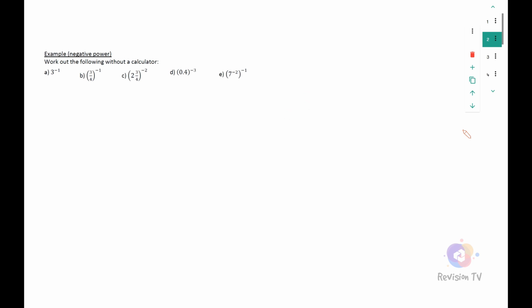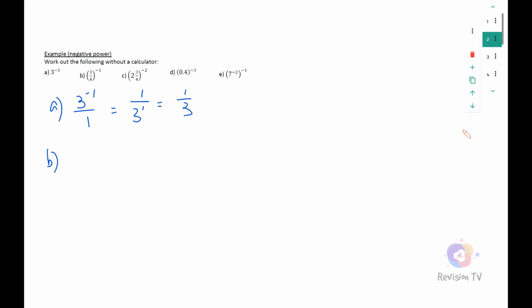So here, the first example is about dealing with negative power. Work out the following without a calculator. A, 3 to the power of -1. I can rewrite 3 to the power of -1 as 3 to the power of -1 over 1. Whenever there's a negative power, I flip the whole thing. So it'll be 1 over 3 to the power of 1, which is 1 over 3.